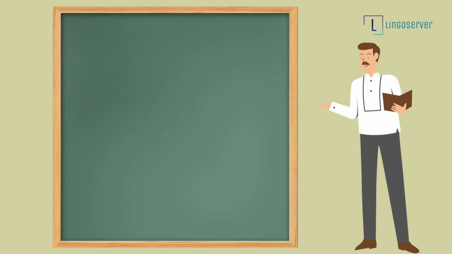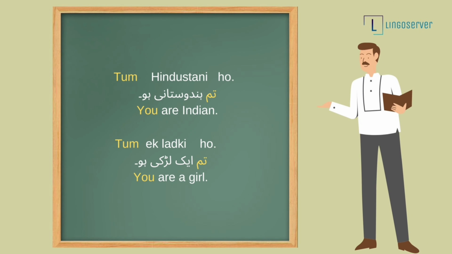As we say in Urdu, तुम हिंदुस्तानी हो. You are Indian. तुम, you, हिंदुस्तानी, Indian, हो, are. तुम हिंदुस्तानी हो. You are Indian. तुम एक लड़की हो. You are a girl. तुम, you, एक लड़की, a girl, हो, are. तुम एक लड़की हो. You are a girl.